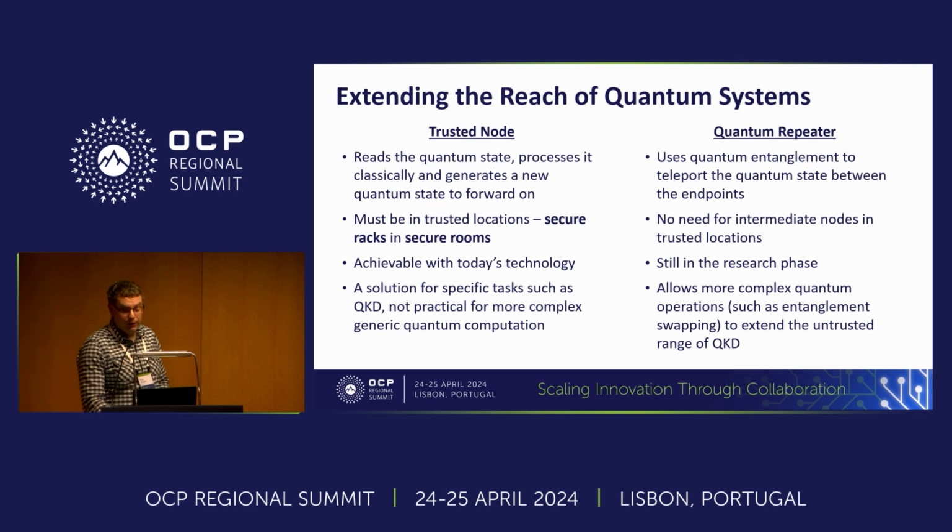The other approach would be to use quantum repeaters, where we use entanglement to teleport the quantum state between two sites, as was mentioned earlier. Those intermediate nodes need no longer be trusted locations in quite the same way. And this approach does allow for more complex quantum computation, but these experiments are still in the early days.